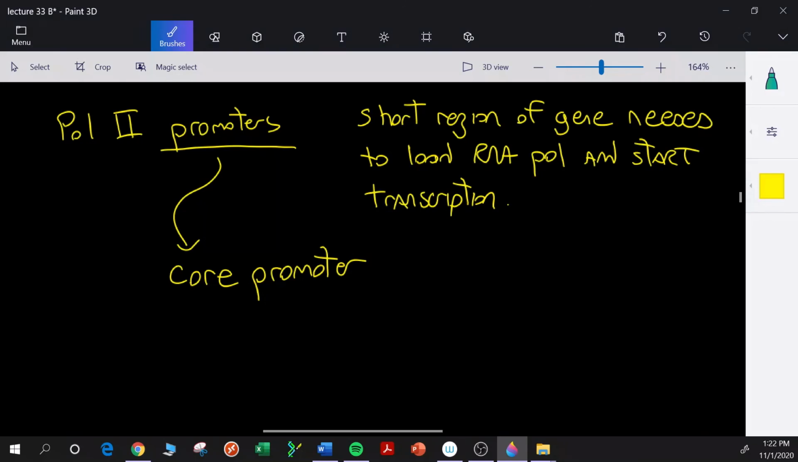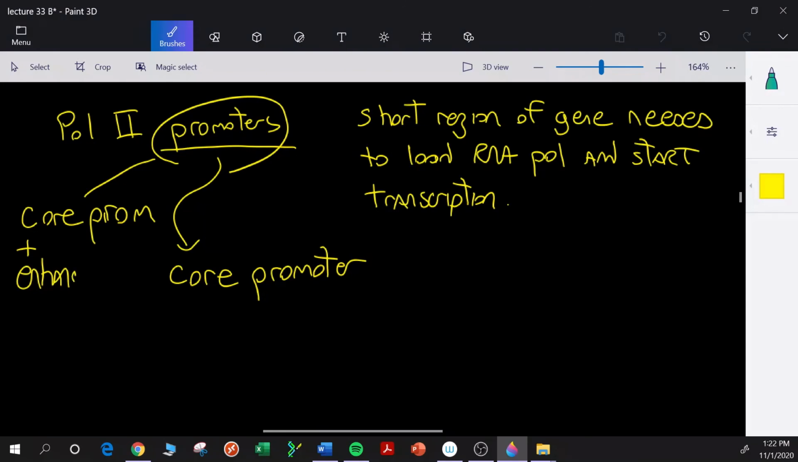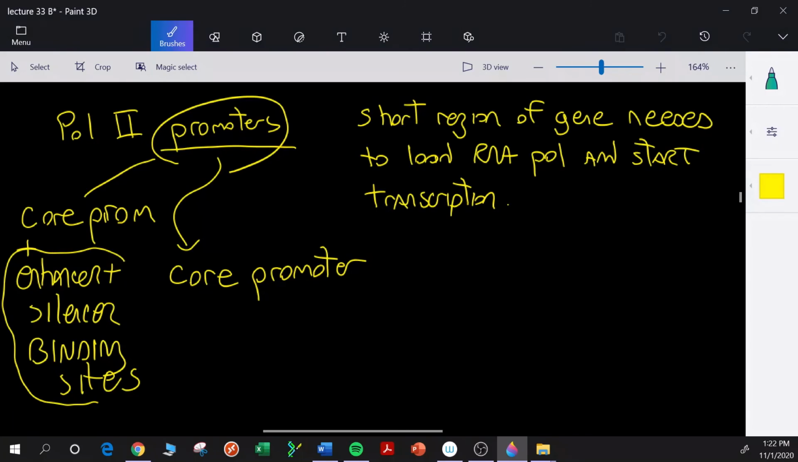The definition of a promoter has somewhat changed over the years. Some researchers would consider the promoter to include the core promoter plus these things called enhancer and silencer binding sites. We're not going to talk about enhancers and silencers yet. Enhancers and silencers would be sequences that help increase or decrease the rate of transcription, or maybe block transcription.